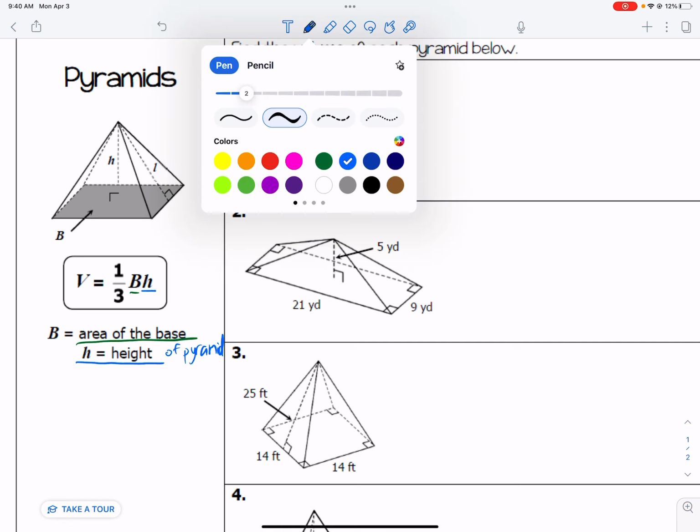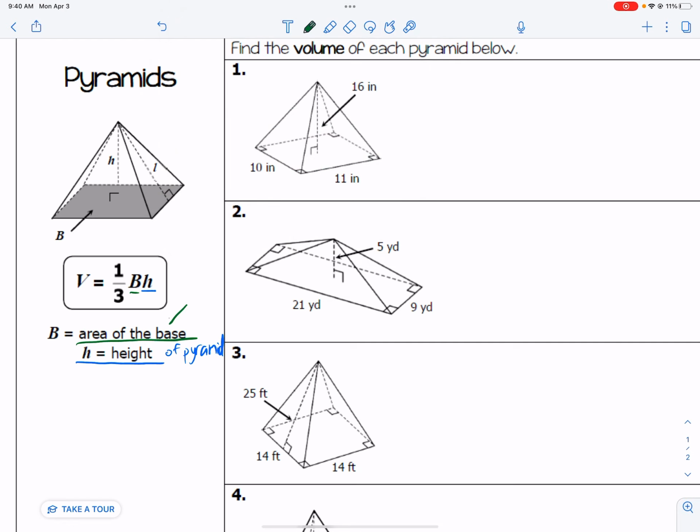And then B is also dependent on shape, right? The shape of the base will dictate which area formula you will use for the base. So I will do 1 and 3, and you can do 2 and 4, and then check your answers.